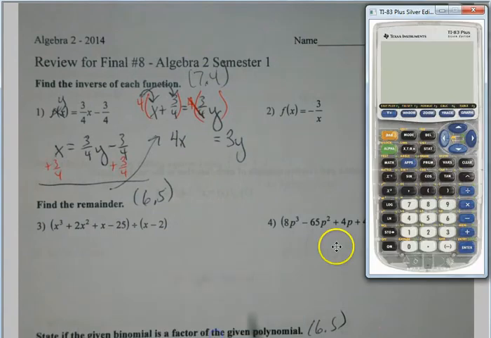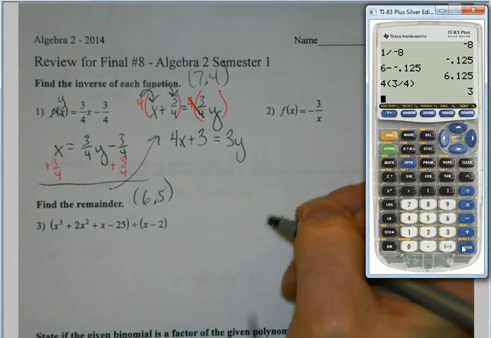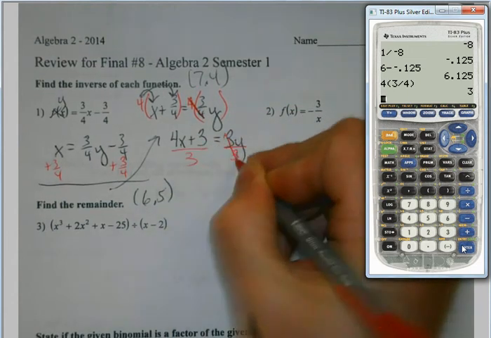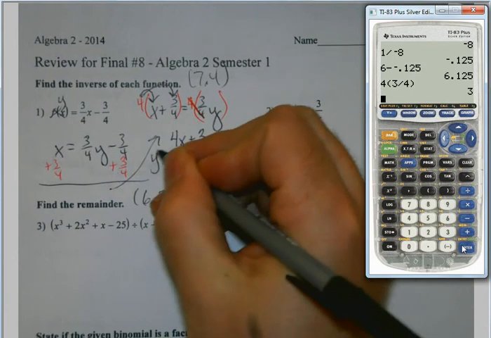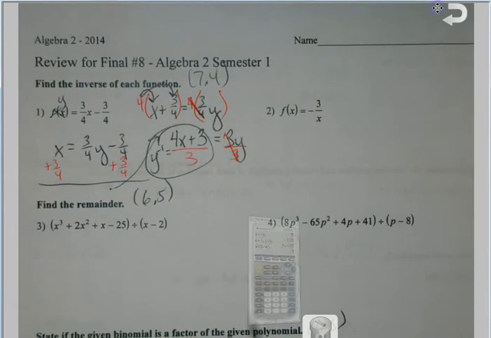Now, if that's, again, not something, it sounds like I just talked in a foreign language to you, go to the calculator and just do 4 times 3/4. Okay? And get the answer that way. And then my last step to get my y alone is to divide by 3. And there's my inverse. Okay, so don't let fractions be your downfall. You can do this. Just got to keep working at it and playing at it a little bit.